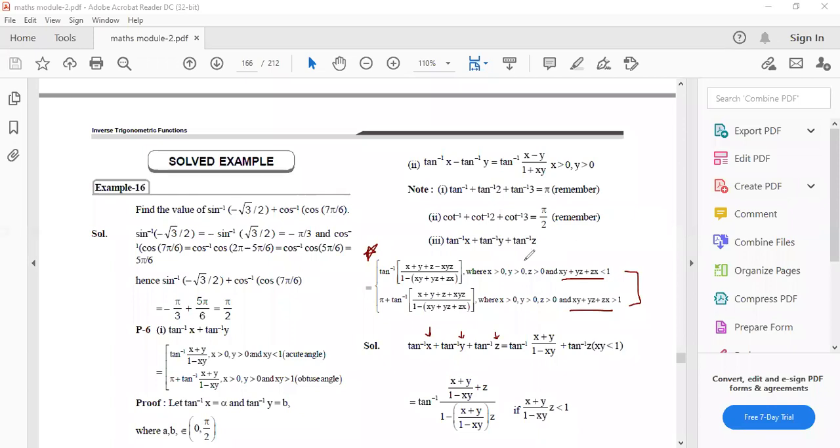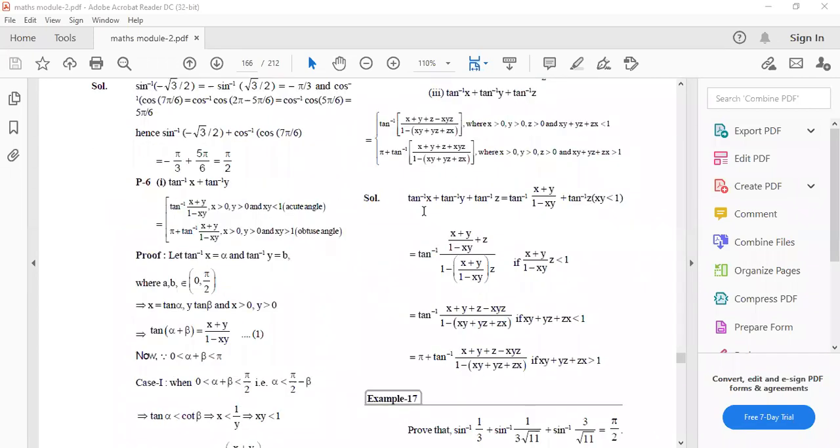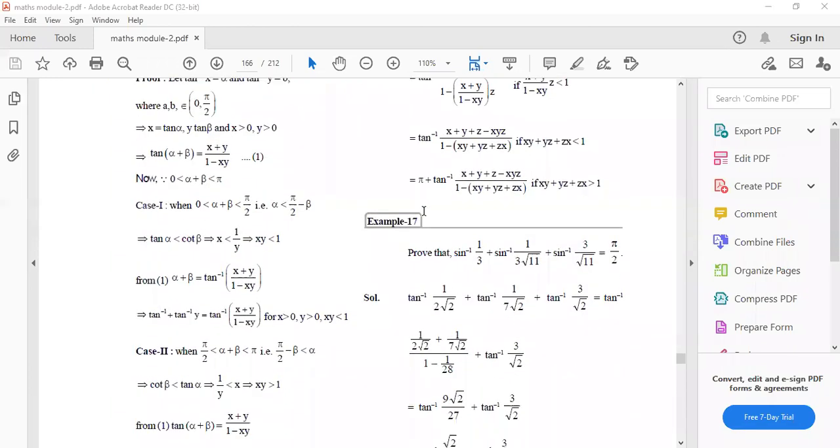Got it, all of you? And in the case of xy plus yz plus zx greater than 1, the formula will remain same, but you will just add pi radians to it. That's all. And you know the reason why. Got it, all of you? So you may please note down this formula. I have sent you the PDF regarding the same. You may please go through it once again.